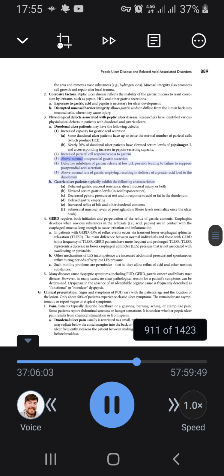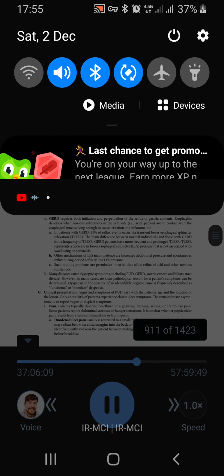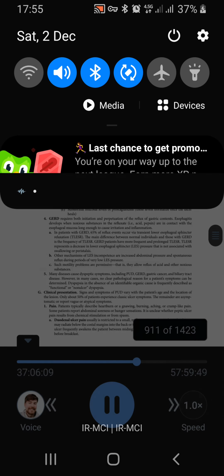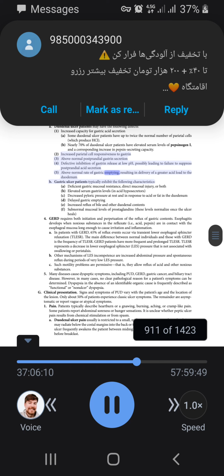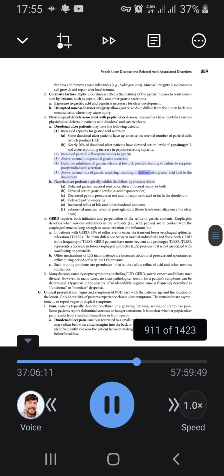3. Above normal postprandial gastrin secretion. 4. Defective inhibition of gastrin release at low pH, possibly leading to failure to suppress postprandial acid secretion. 5. Above normal rate of gastric emptying, resulting in delivery of a greater acid load to the duodenum. B. Gastric ulcer patients typically exhibit the following characteristics.